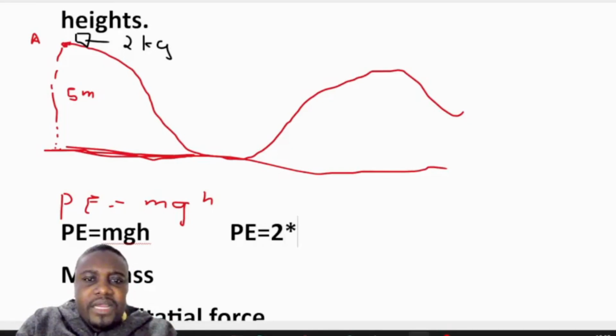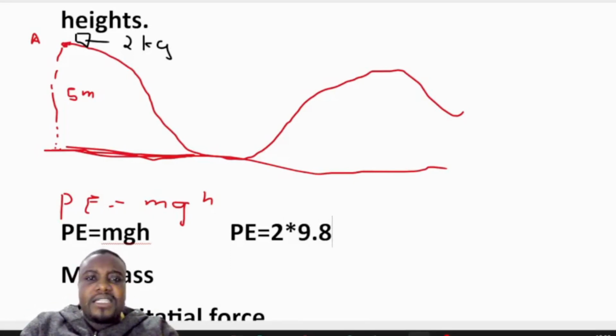We multiply it by gravitational force. Gravitational force is always 9.8 meters per second squared. Then we multiply it by height, which is 5 meters.